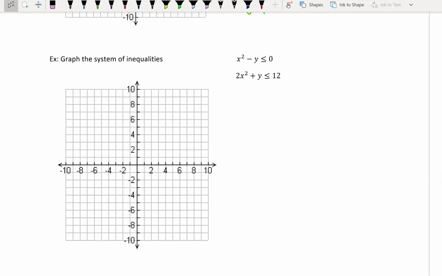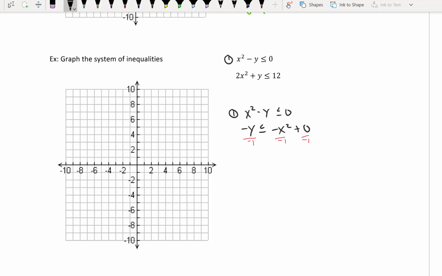Now, for the second one, now I'm dealing with two parabolas at the same time. So I need to be careful. So I'm going to look at this first one. When I look at this first one, I want to put it so that y is isolated. So this is x squared minus y less than or equal to 0. So I'm going to subtract the x squared from both sides. So negative y less than or equal to a negative x squared plus 0. From here, I'm going to divide everything by a negative 1.